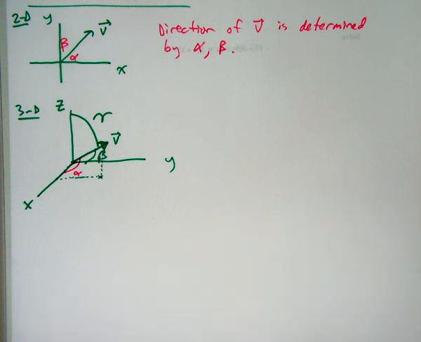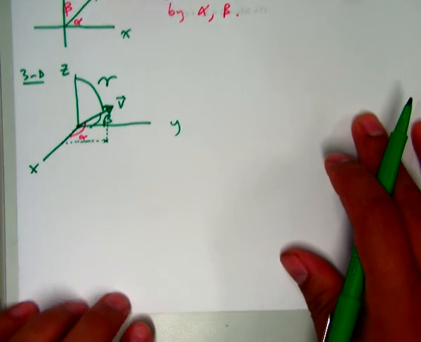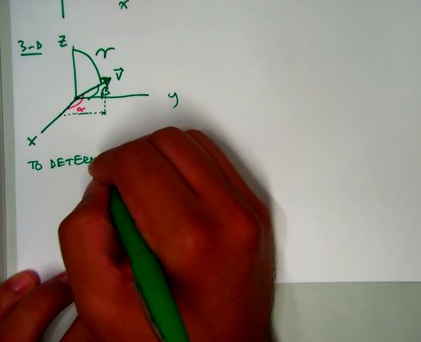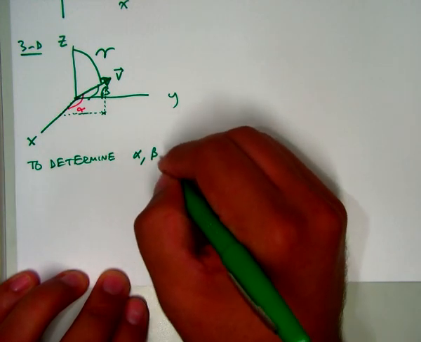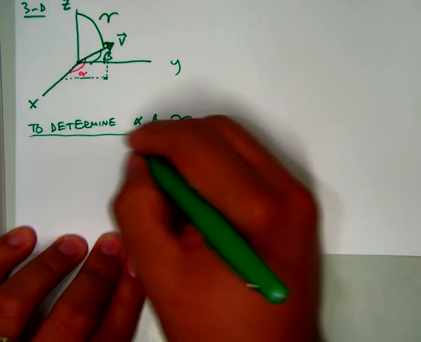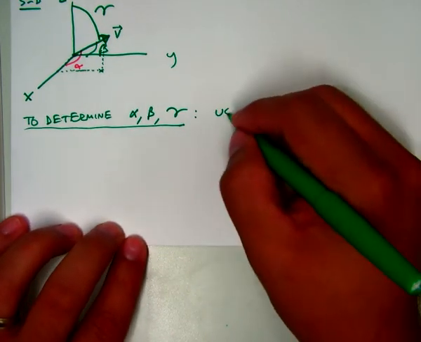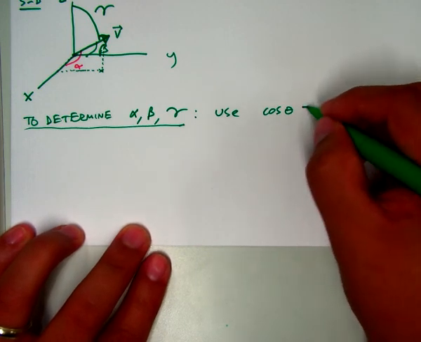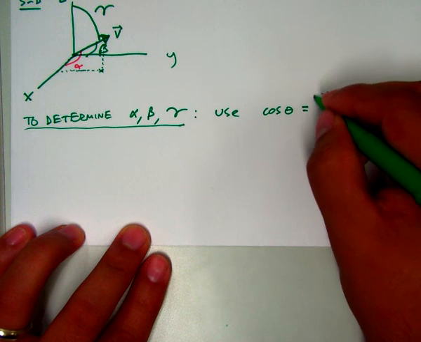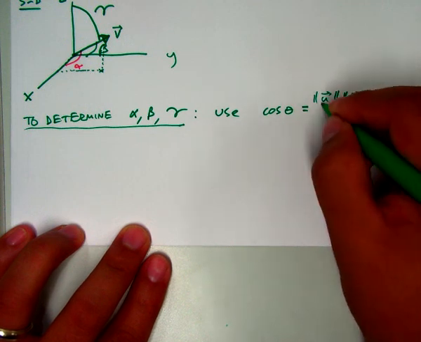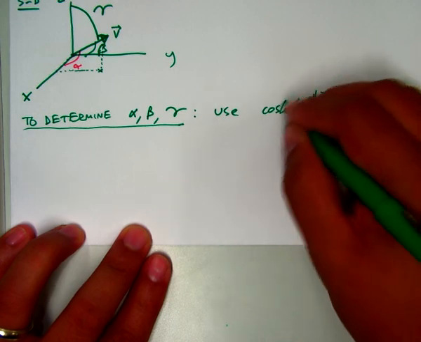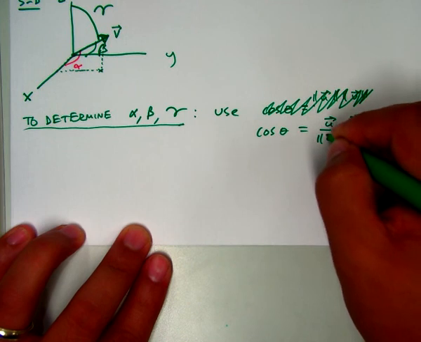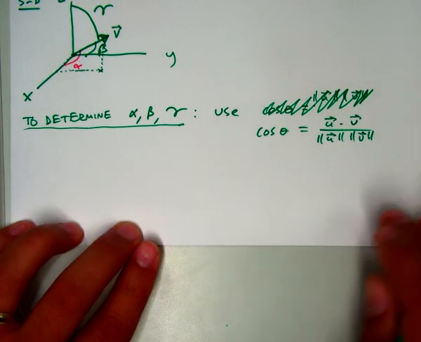So now, to determine the direction angles, to determine alpha, beta, and gamma, we can use the cosine theta formula, which was u dot v over the magnitude of each. So we're going to use this formula, but make it as easy as possible.